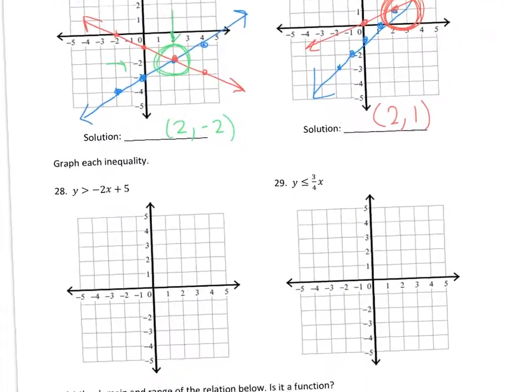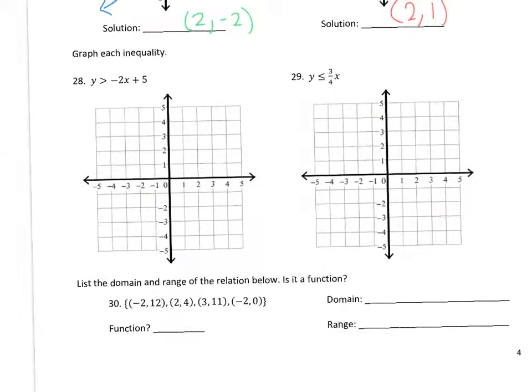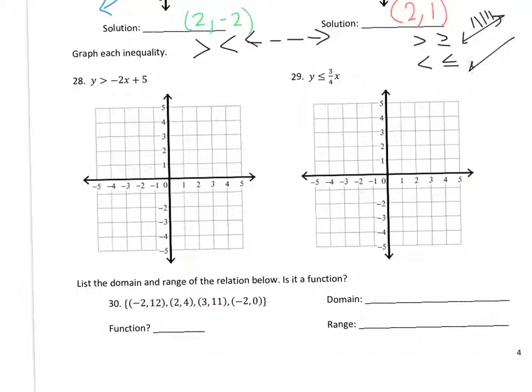Now down here, inequalities are when you have to shade or have a dashed line. So remember, if it's greater than or less than, it's going to be a dashed line. If it's greater than or greater than or equal to, you're going to shade above the line. If it's less than or equal to, you shade underneath the line or the ladder.